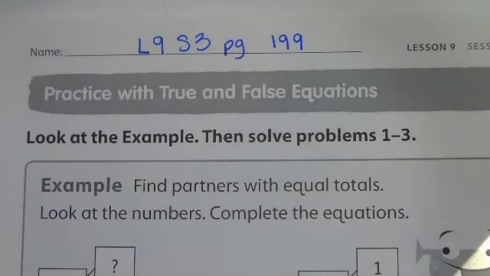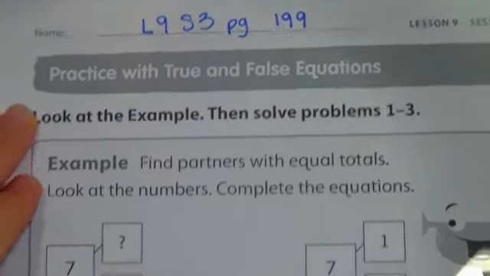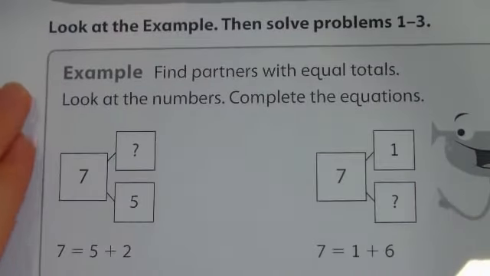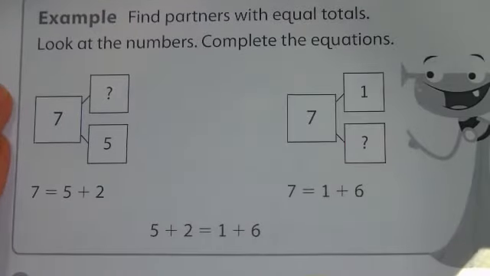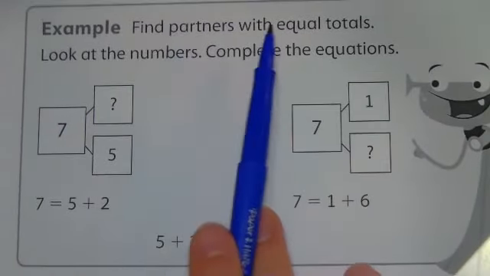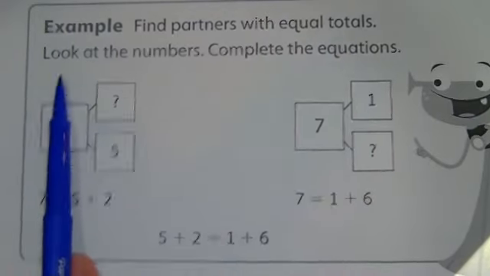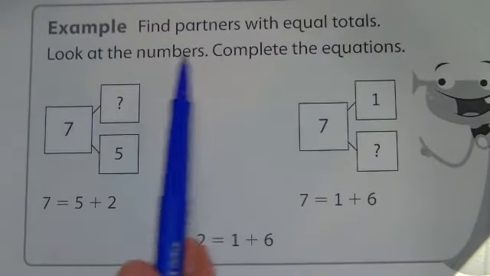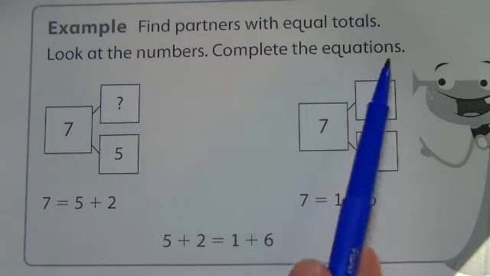Lesson 9, Session 3, page 199. Practice with true and false equations. Look at the example, then solve problems 1 through 3. So here we have an example, and it says find partners with equal totals. Look at the numbers, complete the equations.